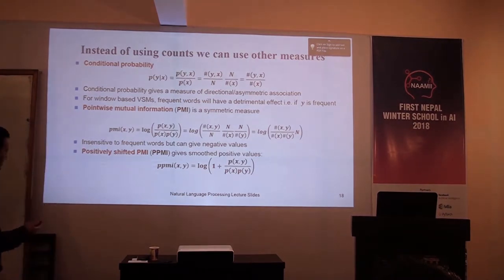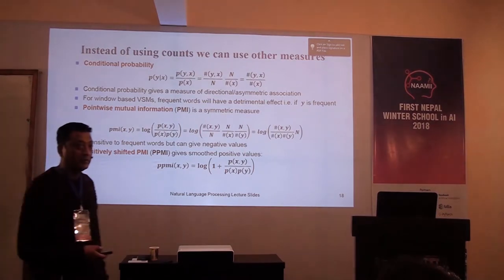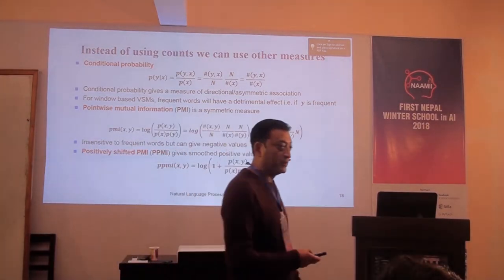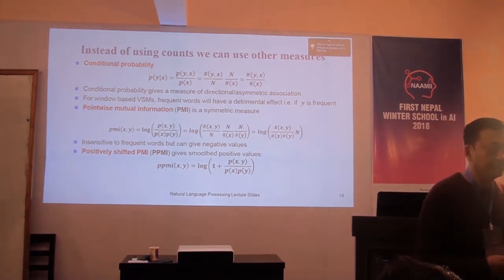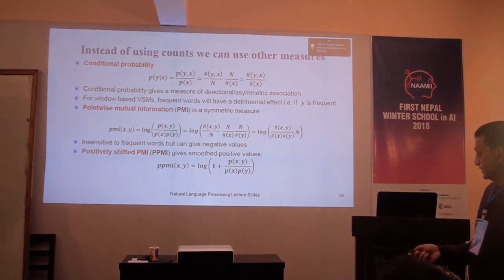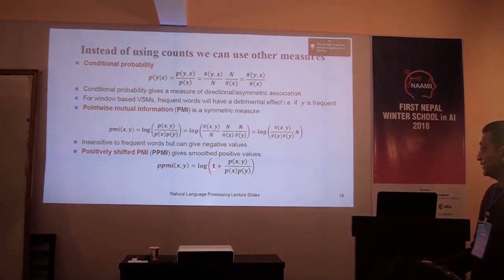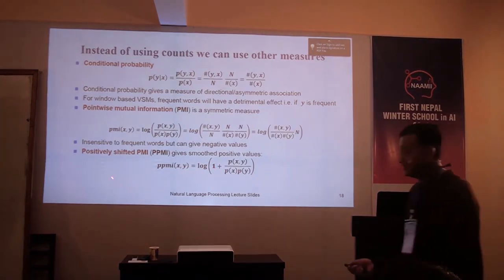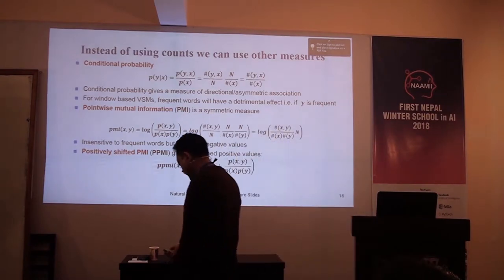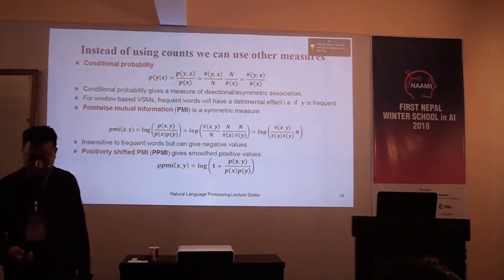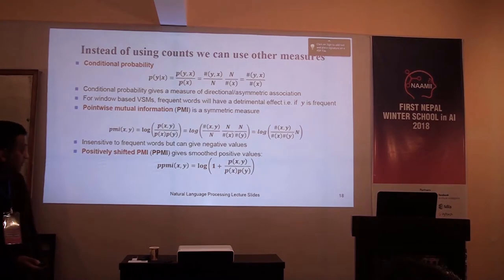Okay, but one problem with using logs is that the log of numbers smaller than one becomes negative, right? So we don't want negative numbers. So one thing you can do is to just add a smoothing factor, like a one, okay? So this is positively shifted PMI, and now you get smoothed numbers which are positive or non-zero. Okay? So you can do these tricks.